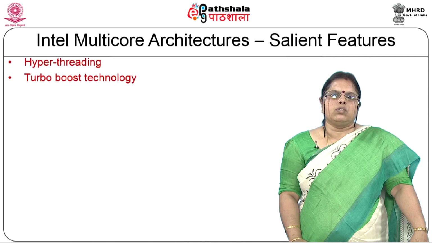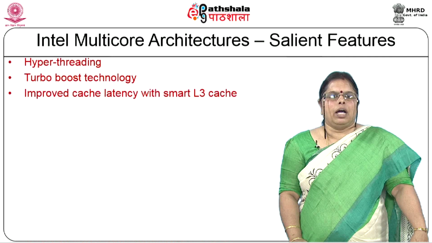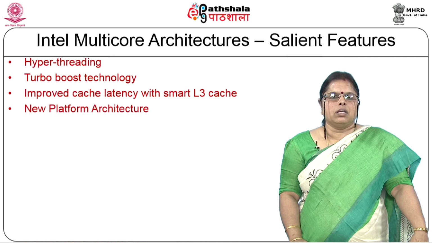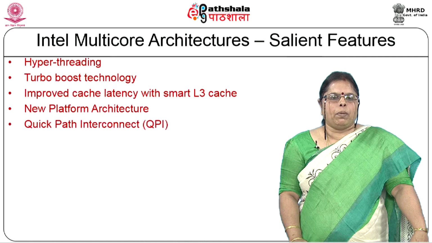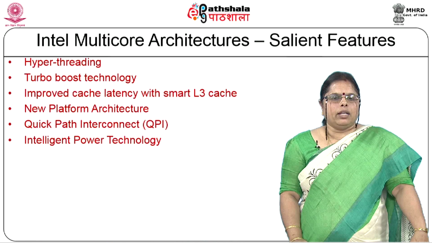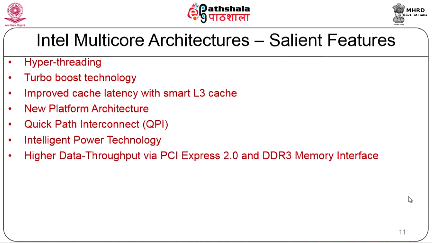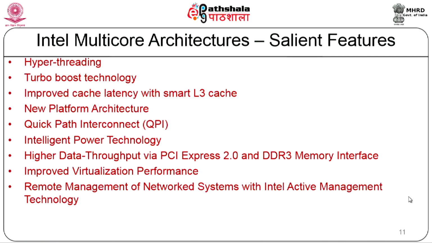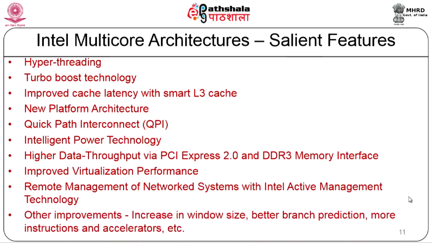The salient features of Intel's architecture are hyperthreading technology, turbo boost technology, improved cache latency with smart L3 cache, new platform architecture, a quick path interconnect which is very effective, intelligent power technology, higher data throughput via PCI Express 2.0 and DDR3 memory interface, improved virtualization performance, remote management of network systems with Intel Active Management technology, and other improvements like increase in window size, better branch prediction, more instructions and accelerators, etc. Now, we look at each of these salient features in more detail.